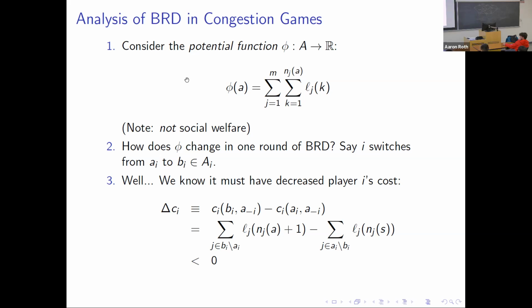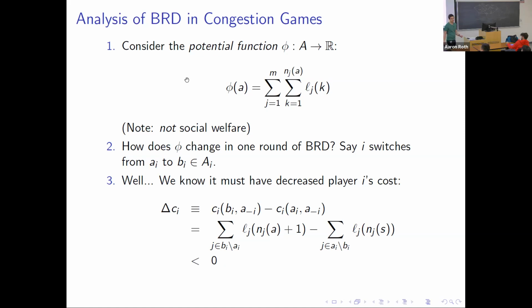Similarly, facilities that I don't play on either in BI or AI don't contribute to my cost in either case, and so don't contribute to the difference in cost. Right? The only facilities that contribute to the change in my cost when I switch from a subset of the facilities AI to a subset of the facilities BI are those facilities that are in the symmetric difference, those facilities that either I previously was not playing on but now am, or the facilities that I previously was playing on and now I'm not.